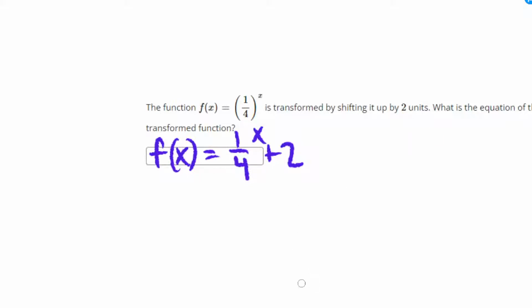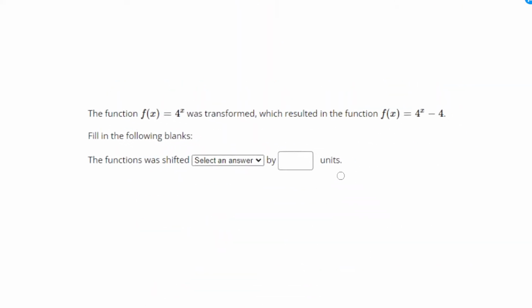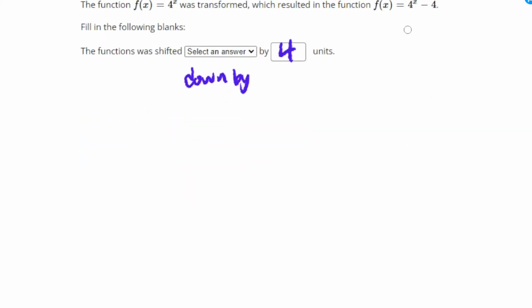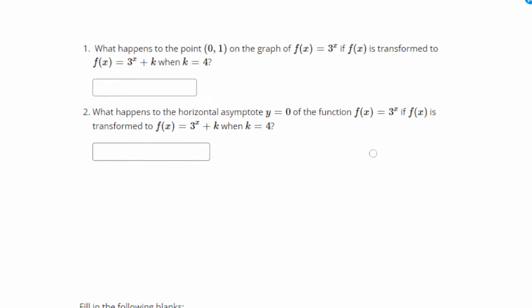That's our k, right? This one's telling us that the function f of x equals 4 to the x was transformed, which resulted in the function f of x equals 4 to the x minus 4. These options will be something like it was shifted down by 4, or up by 4, or stayed the same. So it will be down by 4 units. Later on, it has something like that.